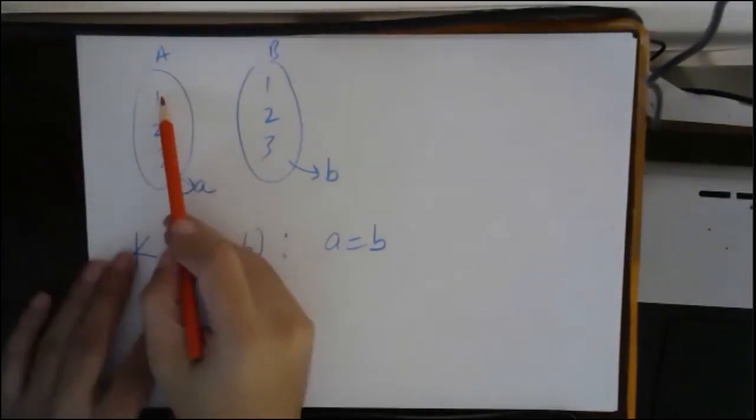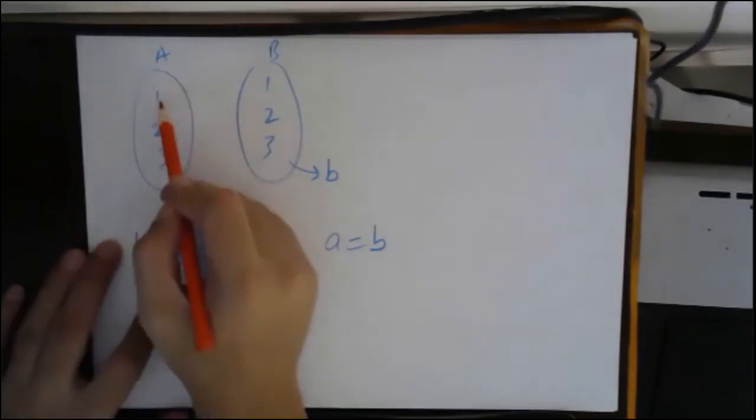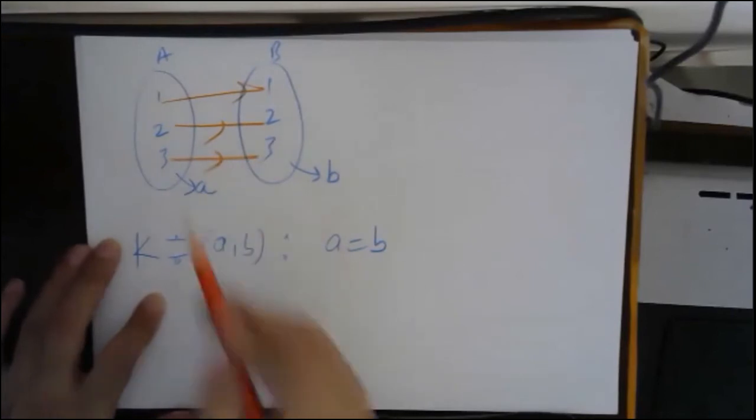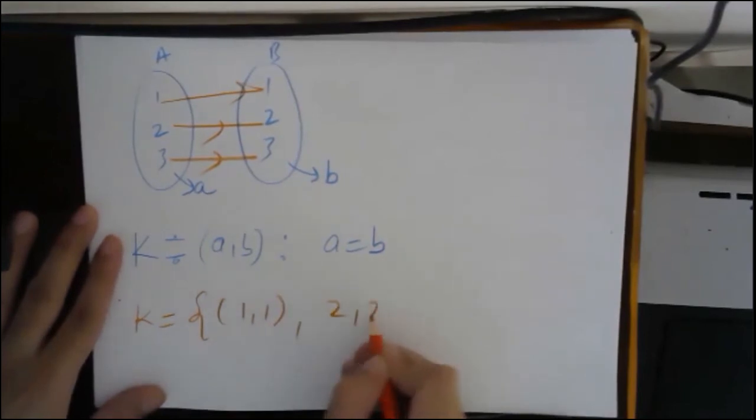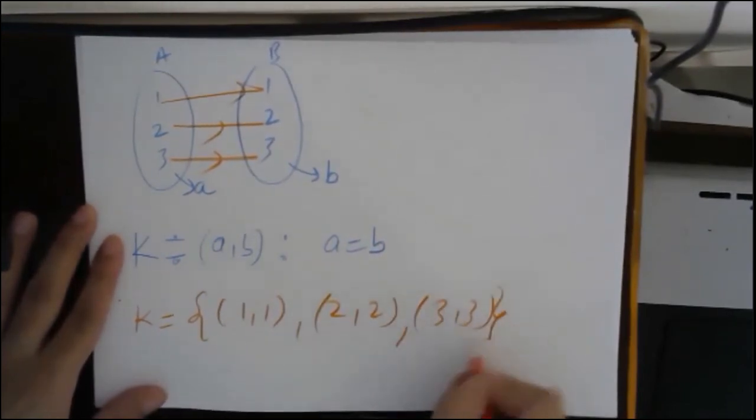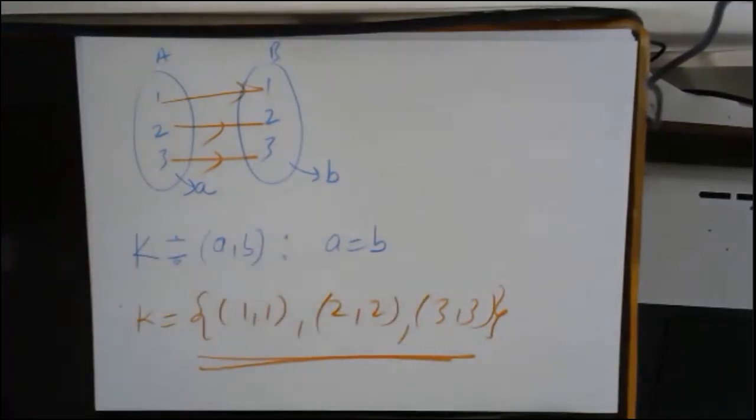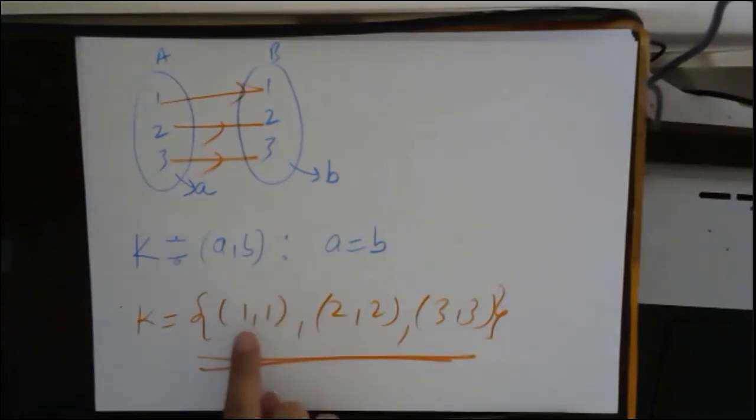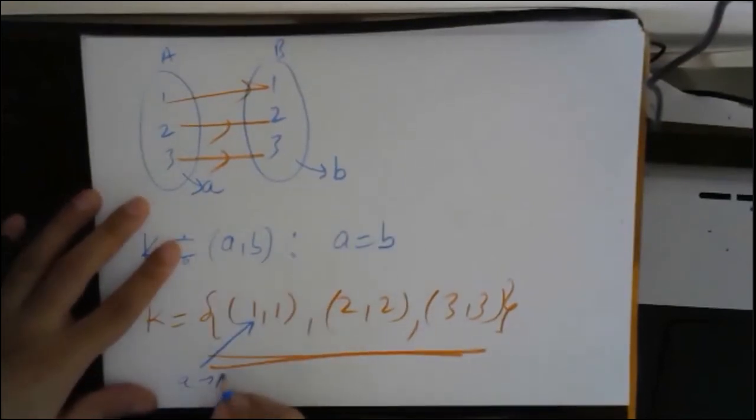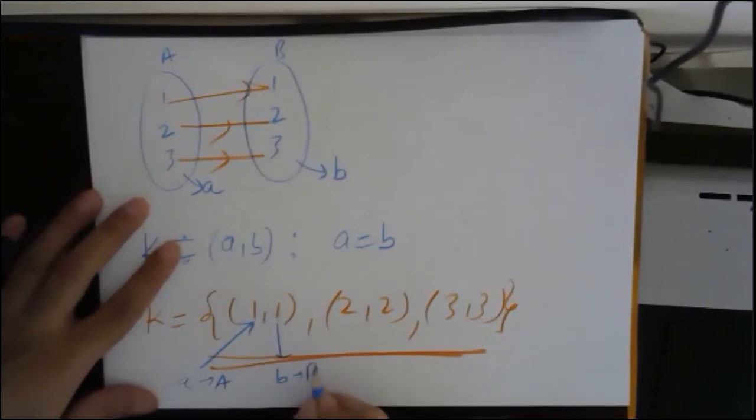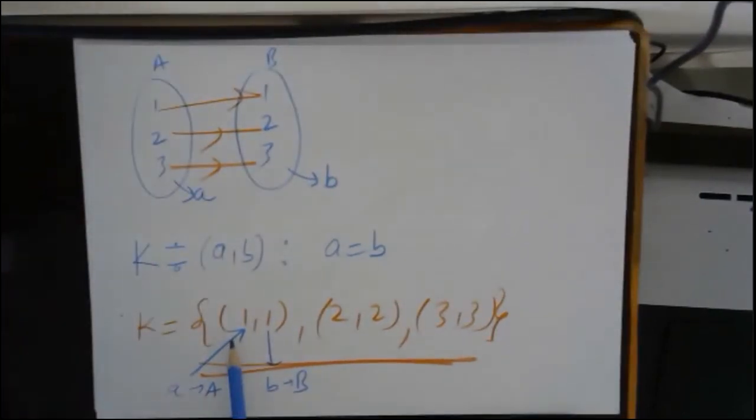Then tell me, 1 will be linked with which element of set B? 1 to 1. Very good. 2 to 2 and 3 to 3. Right? So K is a set which contains what elements? 1, 1, 2, 2, 3, 3. That's it. Simple as that. Everybody understood? This A is coming from set A, and this B is coming from set B. So these are the elements of this relation.